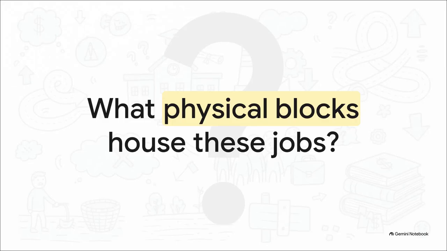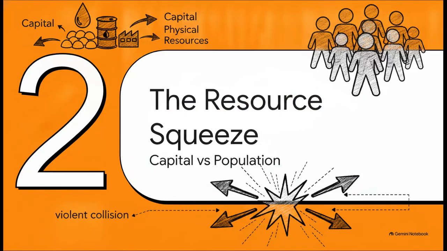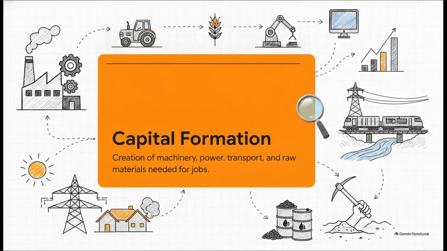So if industry is too slow to create jobs and farming is too stagnant to absorb the overflow, we really have to ask, what are the physical building blocks needed to house these potential jobs? Why aren't we building the infrastructure to employ this workforce? That question brings us to our second area, the resource squeeze, where we'll look at capital formation colliding with population growth. This is our third cause, a dangerously low rate of capital formation.